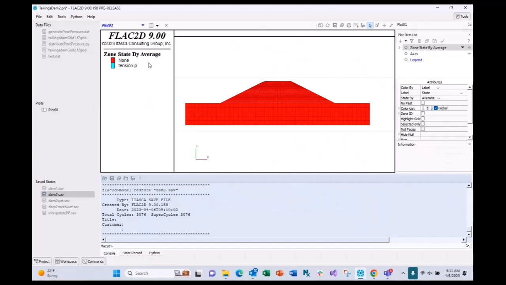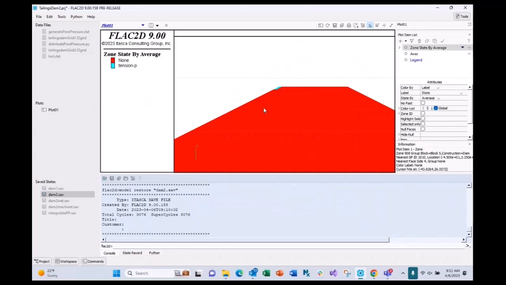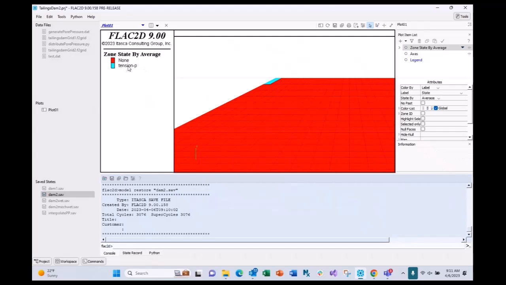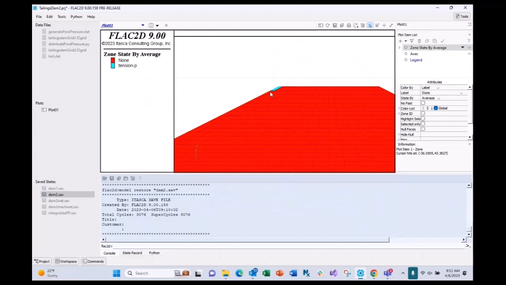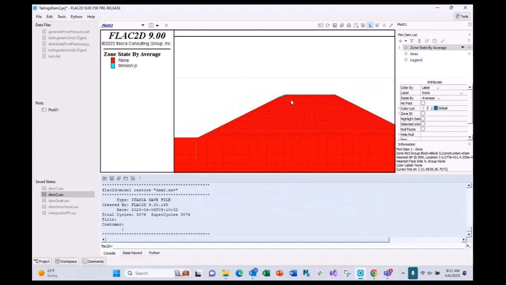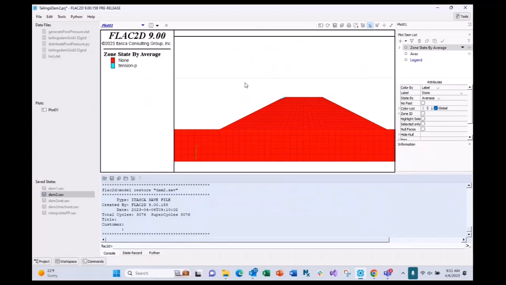So remember the base is all elastic, so it will always say none. There won't be any failure because it's elastic. But you'll notice over here that there's one tiny zone that failed in tension. Tension dash P means it failed in the past. So remember, this is like time marching, so at some earlier time, that zone had failed. But what typically happens in really big 3D models is you'll just initialize the stresses, and you'll find all sorts of zones along the surface are always in some sort of failed past state. It doesn't mean your model's failed at all.